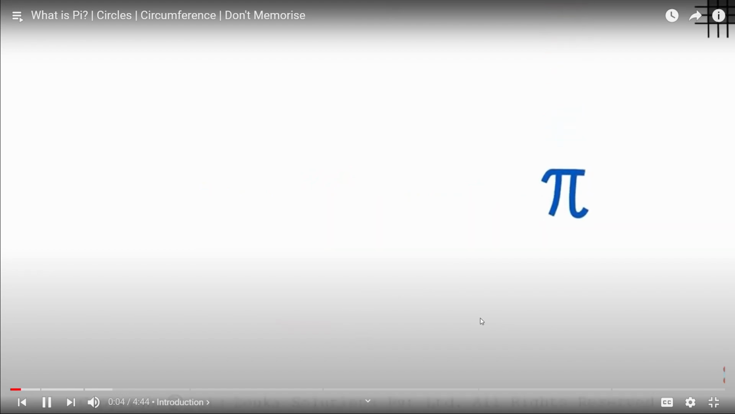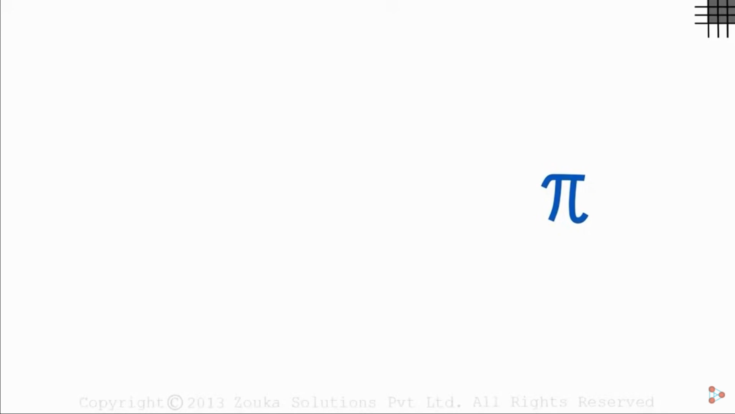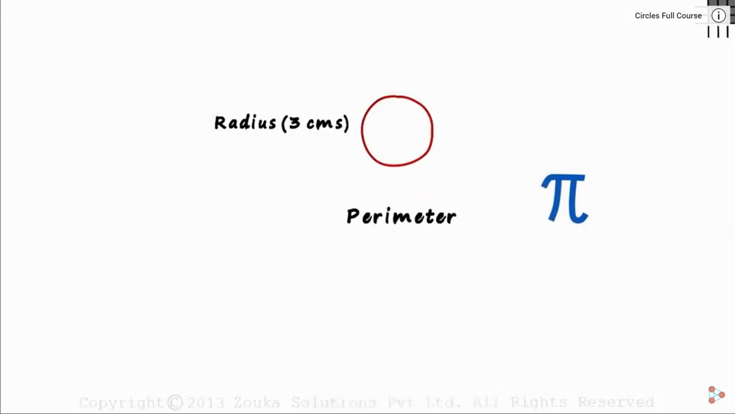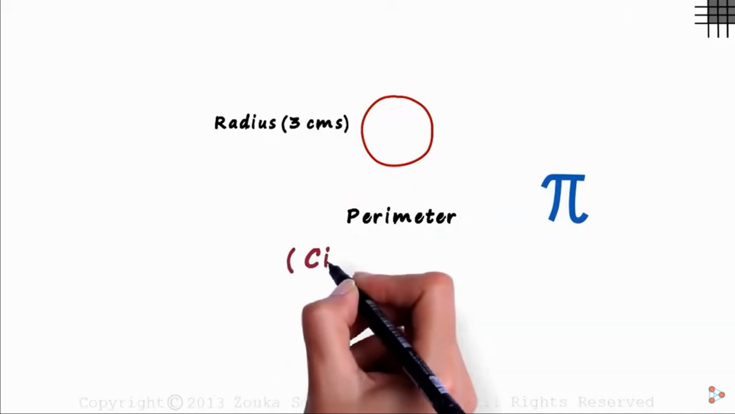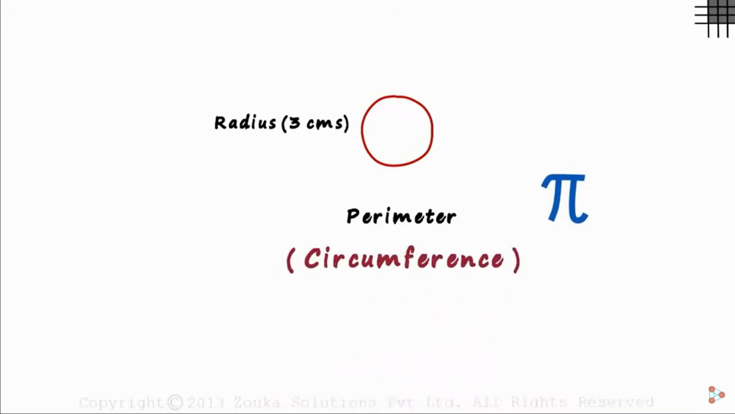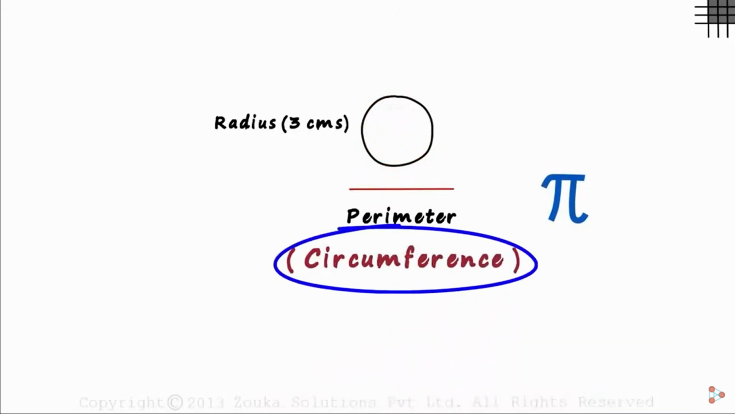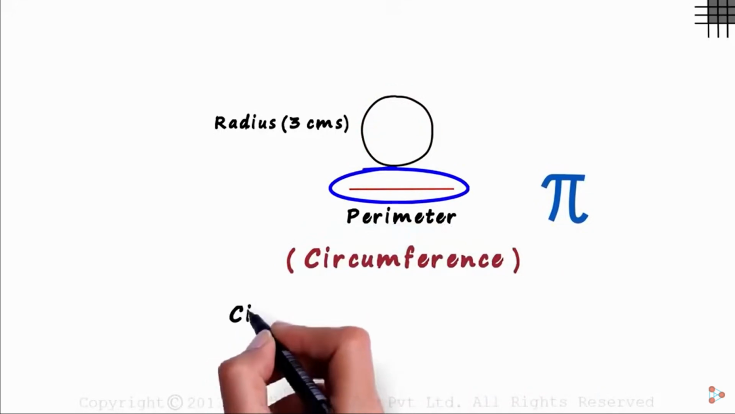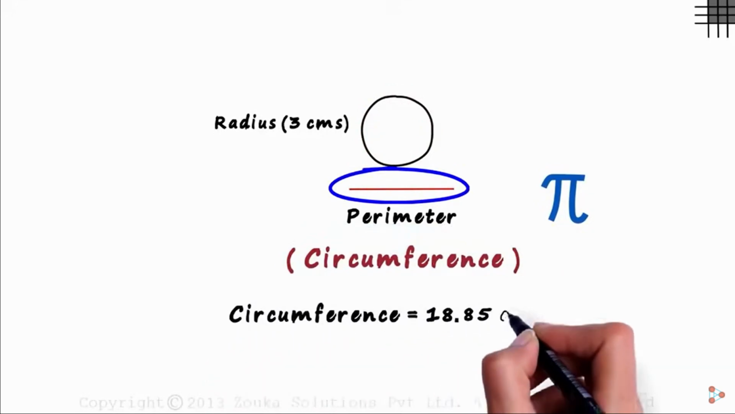What is pi? Let's assume we are asked to draw a circle of radius 3 centimeters. So we draw a circle like this. The length of this red thing will be the perimeter. And we have a special name for the perimeter of a circle. It's called the circumference. This length will be the circumference. This length will measure 18.85 centimeters.